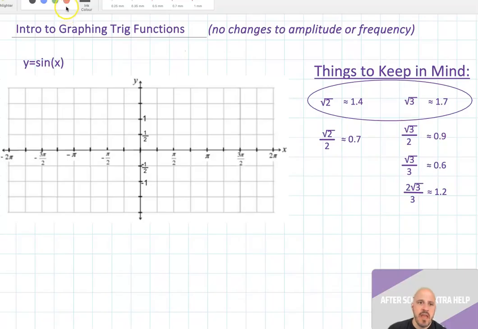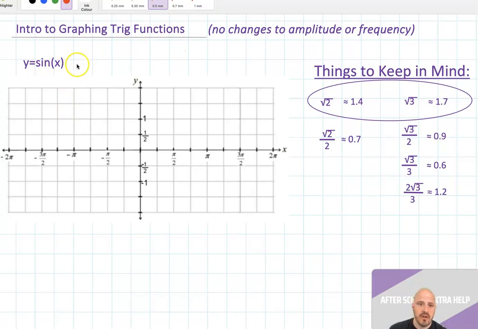Hey, welcome back. Today we're going to look at graphing trig functions, and this will be our first little introductory lesson. And I want to graph sine of x, and I also want to graph cosine of x. So we'll do that to start. Maybe you can give it a try first, and then after we'll do cosine.